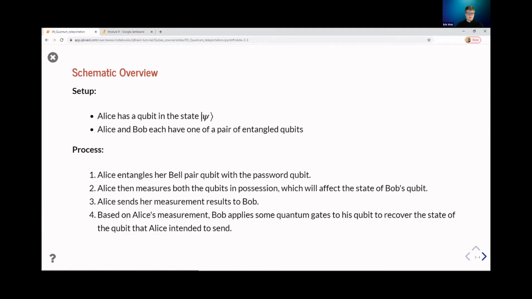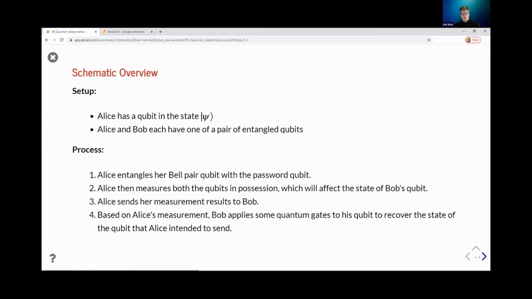Okay, so here's what's going to happen, just a quick overview. So Alice is going to entangle her qubit, this psi, the state she wants to send, with her Bell pair. They're going to get entangled somehow. Okay, and we're also going to call this state psi the password qubit, because in security protocols, if we want to send something securely, quantum entanglement is a good way to do this. So we'll call psi the password qubit sometimes, and you'll see the notation later.